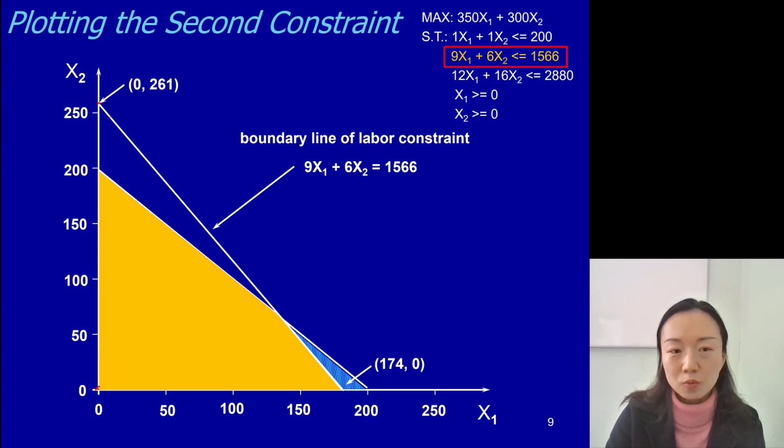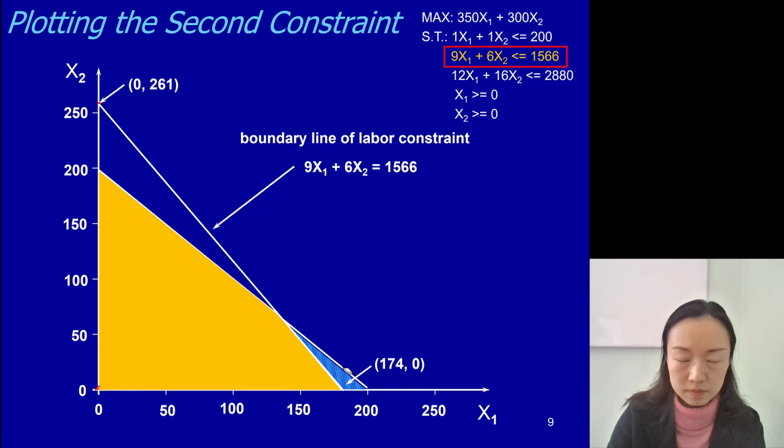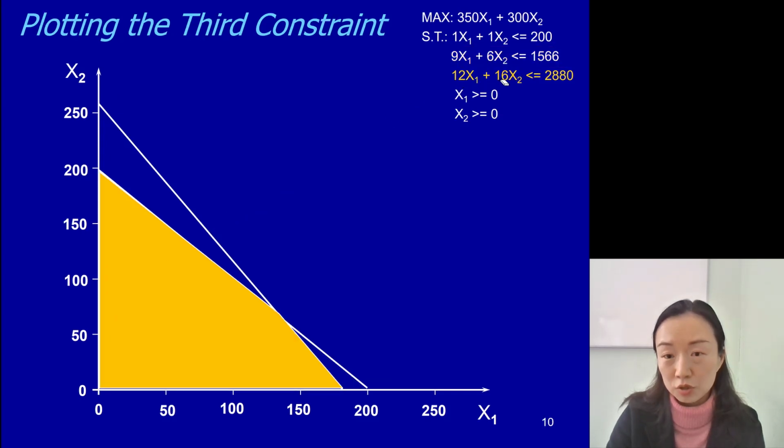So you can see, once we add one more constraint, our feasible region shrank. Originally it had this entire area. Now this small blue area was excluded from our feasible region, and our feasible region now becomes this yellow shaded area. Then we're going to do the same thing. We're going to add our third constraint to our graph.